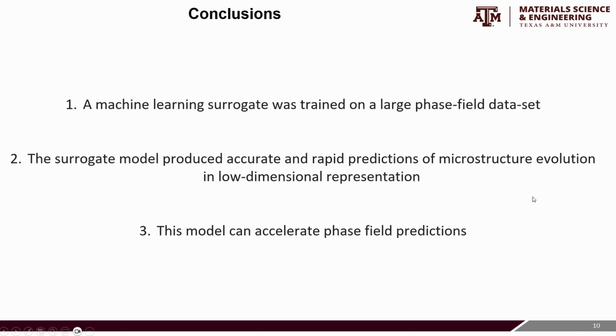In conclusion, a machine learning surrogate was trained on a large phase field dataset. The surrogate model produced accurate and rapid predictions of microstructure evolution in a low-dimensional representation. And this model can accelerate phase field predictions. In fact, it was about 42,000 times faster than using phase field alone. In the future, this can be used in more complicated phase field models. And future research has actually explored this. This is one of the benchmark papers that has been used to develop further projects.